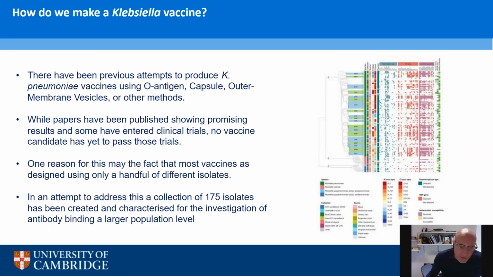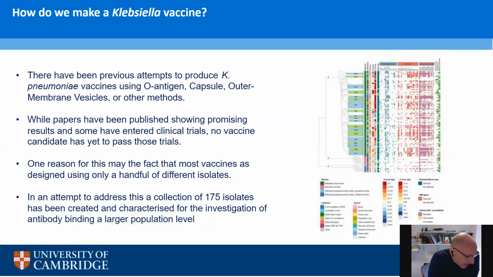The next thing that I want to talk about before I finish is thinking about Klebsiella and the generation of a Klebsiella vaccine. This is enormously complicated. And there have been previous attempts using a whole host of different methods. We've looked at trying to generate some of this ourselves using outer membrane vesicles, but getting a cross-reactive response to them is really, really complicated.